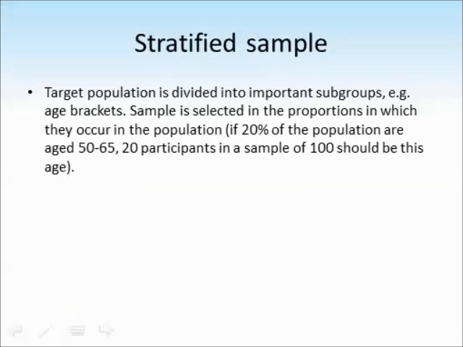The last sampling method that you need to know about is called stratified sampling. And this is where the target population is divided into important subgroups, so it could be genders or age brackets. The sample is selected in the proportions in which they occur in the population. So for example, if 20% of our population of interest are aged between 50 and 65, then 20 participants in a sample of 100 should be in that age bracket.